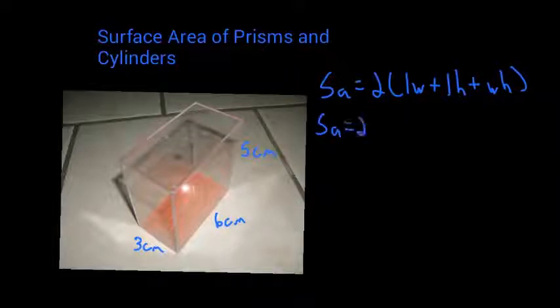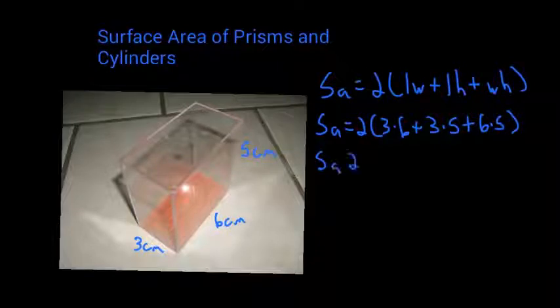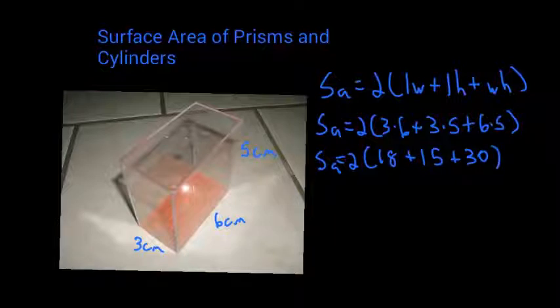So the surface area equals 2 times 3 times 6 plus 3 times 5 plus 6 times 5. So we can just start working out this multiplication. 3 times 6 is 18, plus 3 times 5 is 15, plus 6 times 5 is 30. Add that up, 30 plus 15 is 45, plus another 18 would be 63.